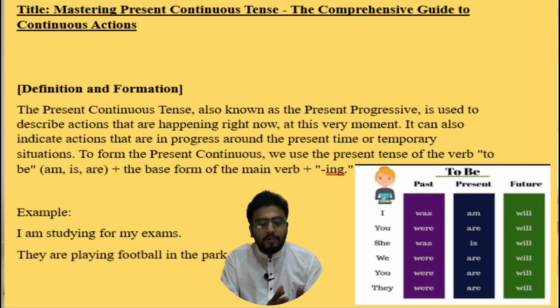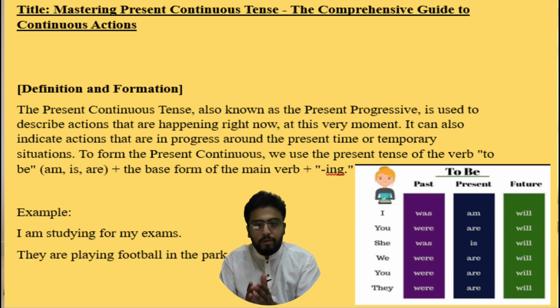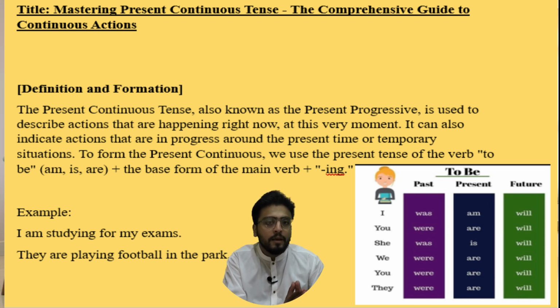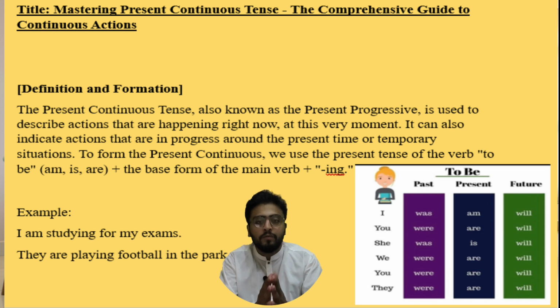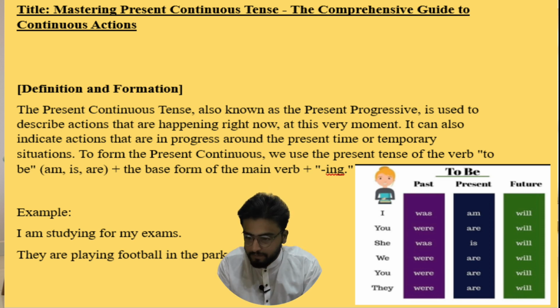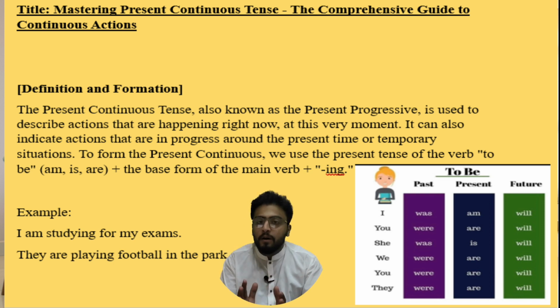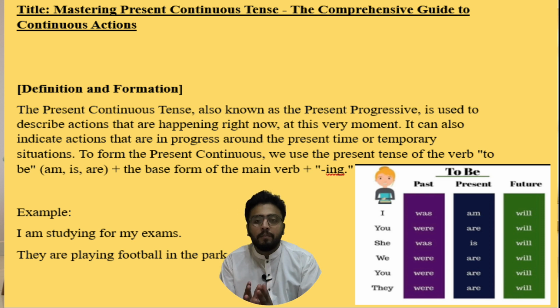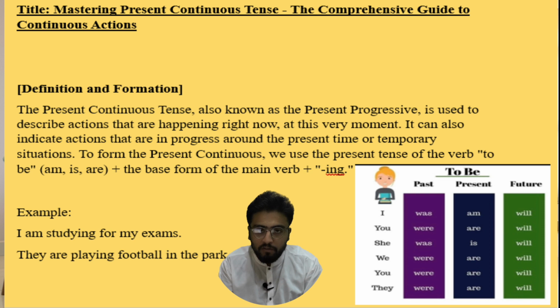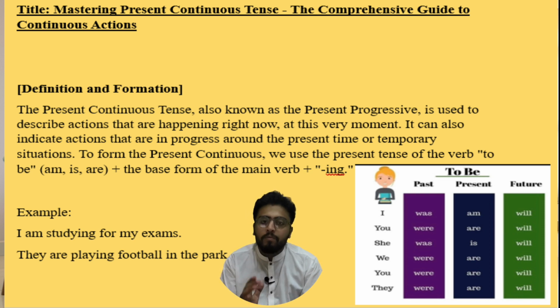Including be's first form, we also see the first form or the present form of the main verb of our sentence. Along with that, we also see the addition of ing with the main form or the base form of the verb that is used in the sentence. I am studying for my exams. They are playing football in the park. So in these examples, you can see the basic structure of present progressive tense or present continuous tense.